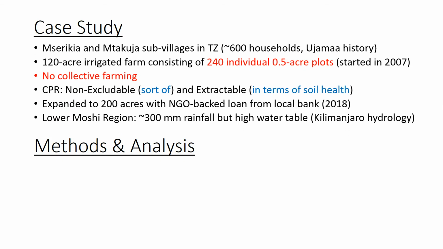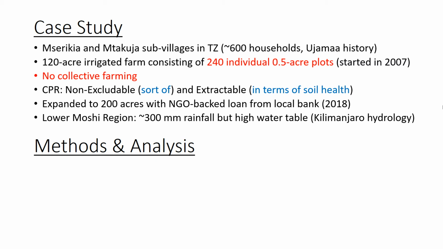The two sub-villages are called Nzirikia and Mtakuja. It's about 6,000 households. They have a Ujamaa history and they have very high ethnic diversity. The farm is about 120 acres and consists of half-acre plots. And so, with 600 households and 240 plots, that's not enough for everybody. And we'll look at the rules for how people access a plot. It's not a collective farm. People do get individual plots which they have to manage individually with their own resources.